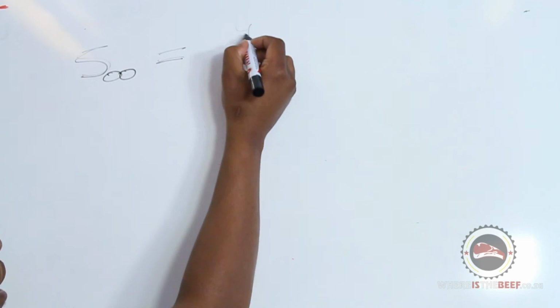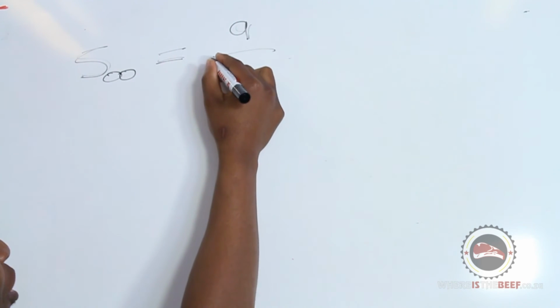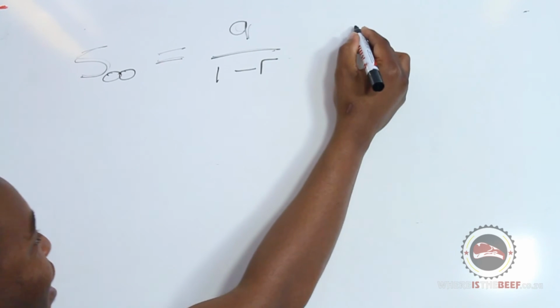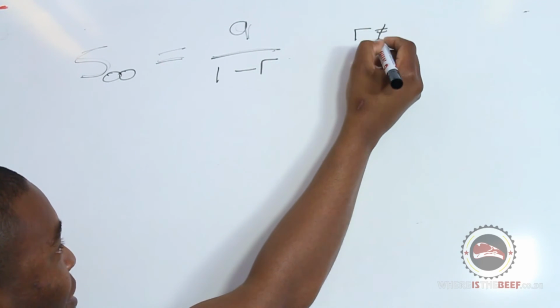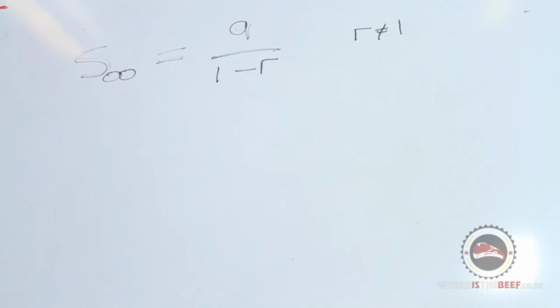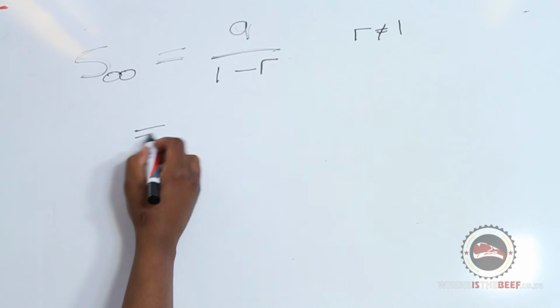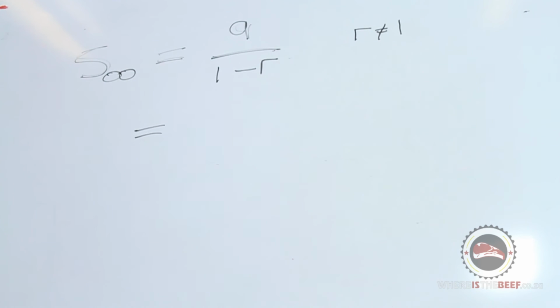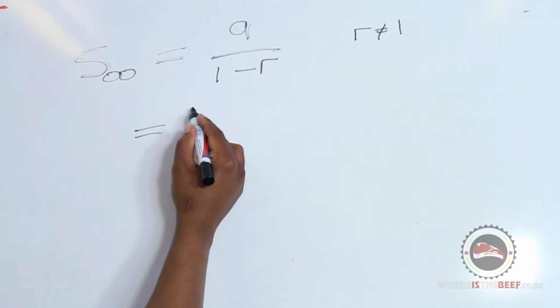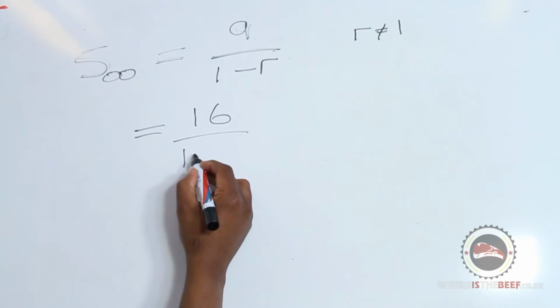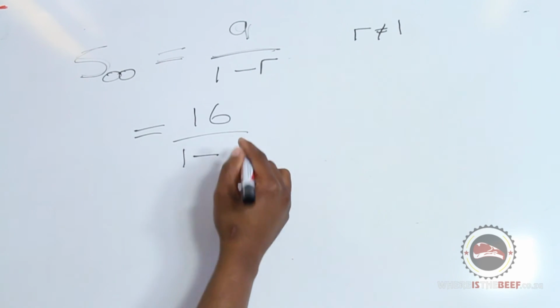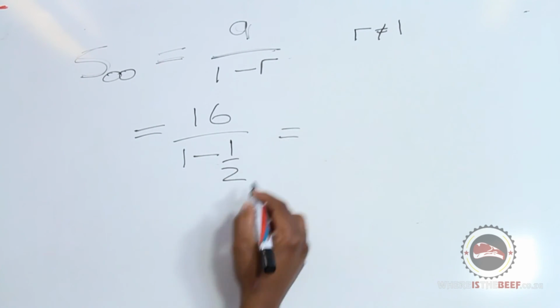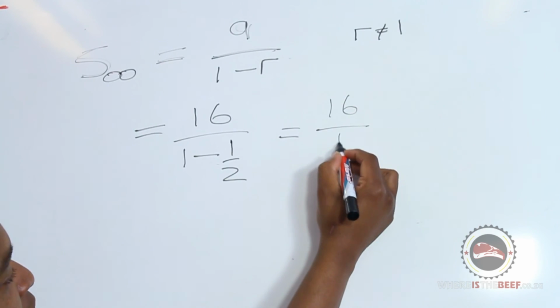It is equal to a over 1 minus r. Remember, r can never be 1. It must be anything else besides 1, so that you don't find the denominator to be 0. So in this case, we know what our first term is. This is a literal plug and play solution. We're given our first term to be 16. And then we know that 1 minus our r was 1 over 2. So that gives us 16 over 1 over 2.